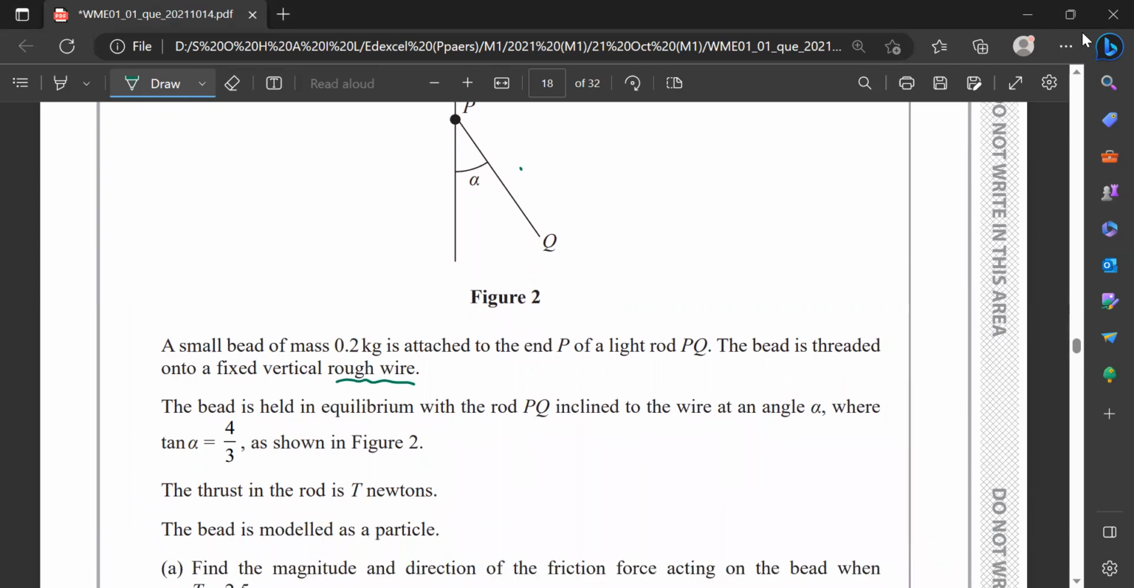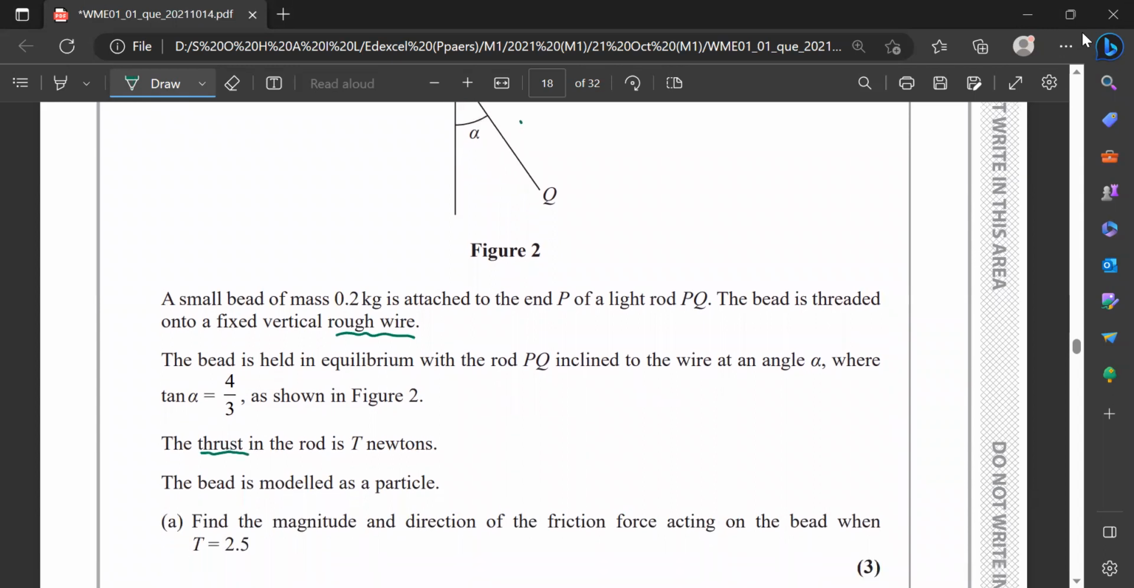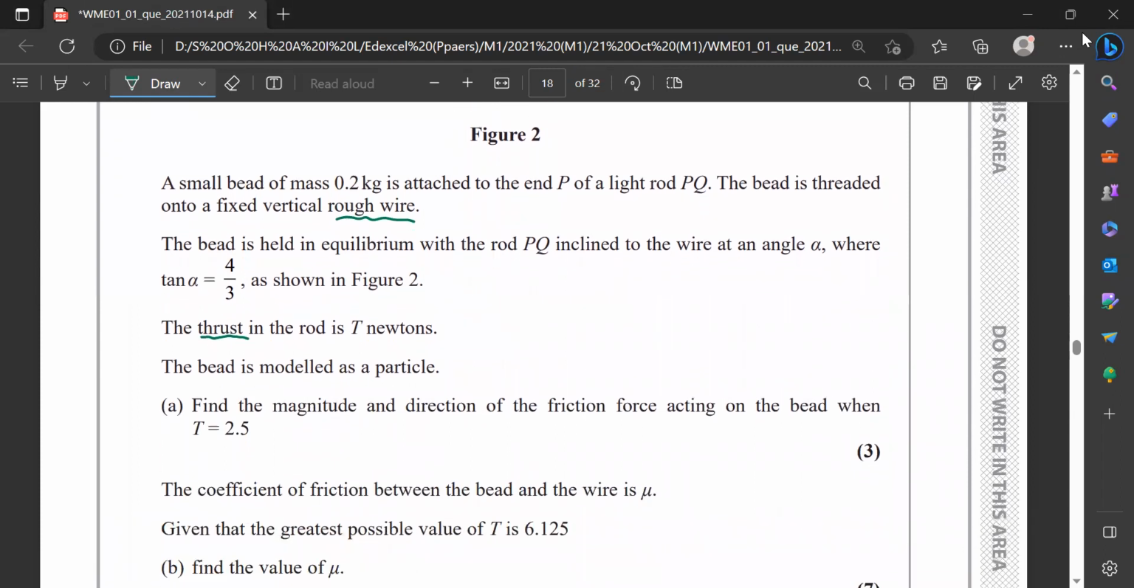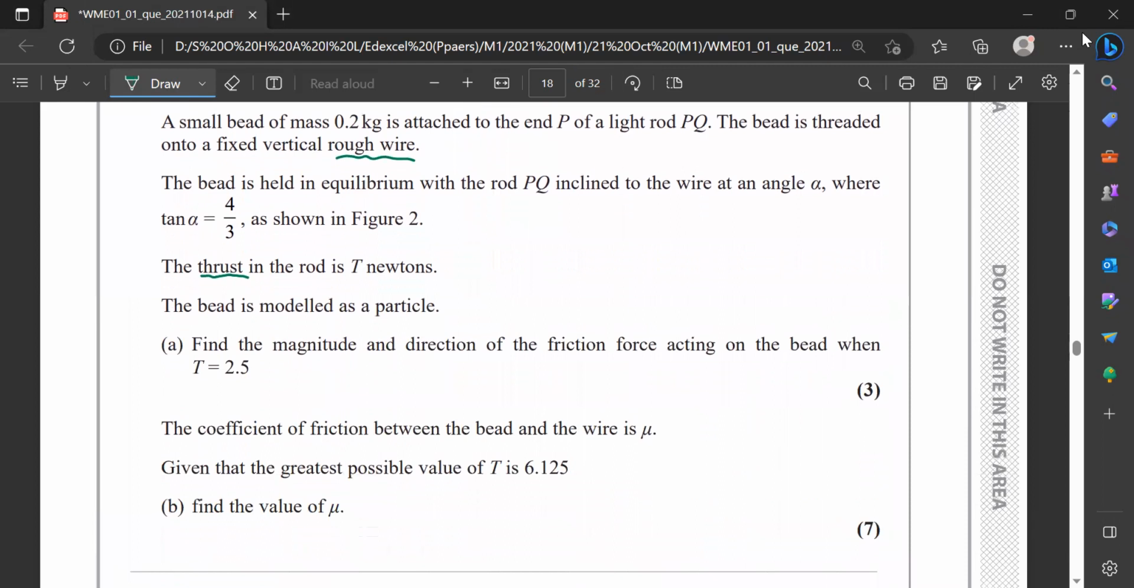The thrust in the rod is T newtons. The bead is modeled as a particle. Find the magnitude and the direction of the friction force acting on the bead when T is equal to 2.5. This is for 3 marks. The coefficient of friction between the bead and the wire is mu. Given that the greatest possible value of T, this is for the second part, is 6.125, find the value of mu.